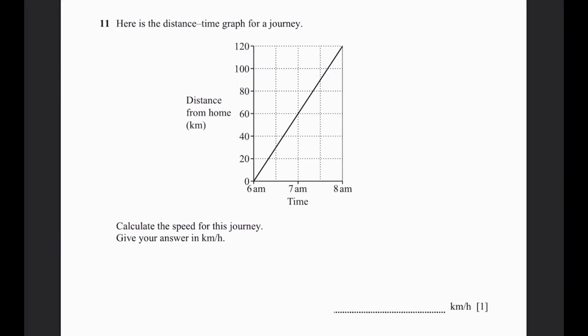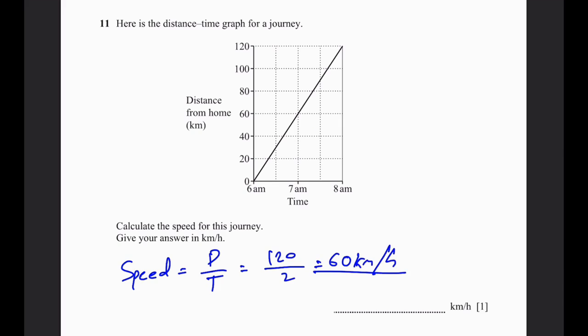11. Here's the distance time graph for a journey. Calculate the speed of this journey, give your answer in kilometers an hour. We can see that the time is 2 hours and distance is 120 kilometers. So speed will be distance by time, which is 120 by 2, 60 kilometers per hour. That's the answer.